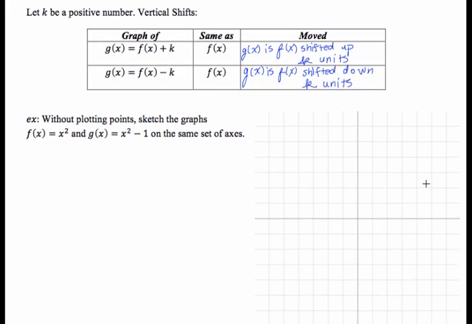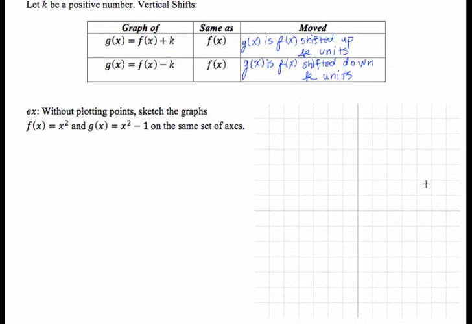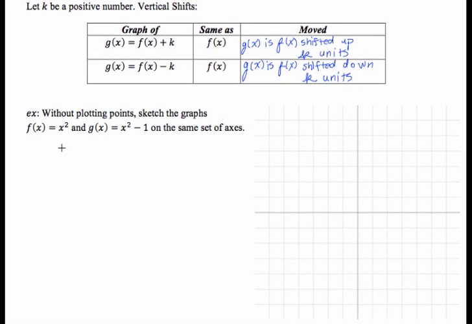Okay, so with that, without plotting points, let's sketch the graph of both f of x equals x squared and g of x equals x squared minus 1 on the same set of axes. I'm going to graph f of x equals x squared in black. That's the one that we already know the basic shape of. Really, the main points you ought to know are 0, 0, 1, 1, and 2, 4. And of course, the fact that the negative values are the same. So here's the graph of f of x.